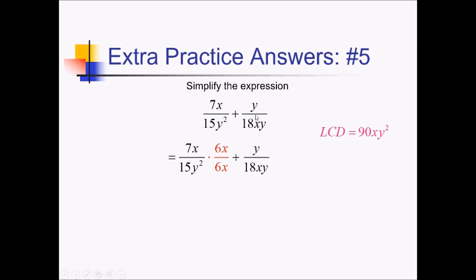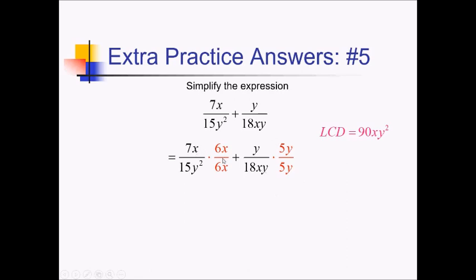Now for my second fraction, I've got the x. I need a y, though, because I need to get y squared for the LCD. And to make 18 into 90, I need to multiply 18 by 5. So 5y over itself is what I need to multiply for this one. Let's go through now and actually multiply by that.